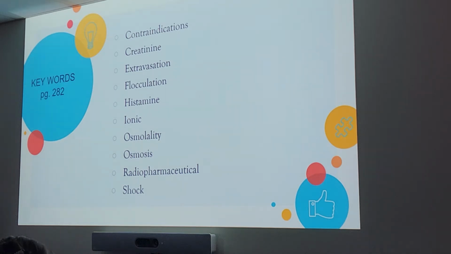Extravasation, we should know what that means by now. It's just a leakage, when the vessel is leaking out into the surrounding tissues.